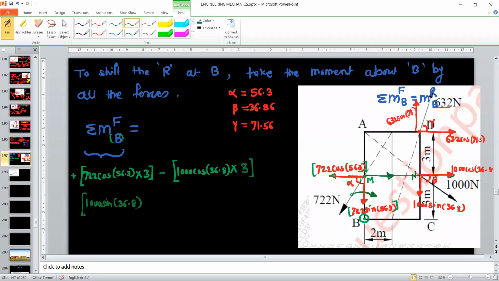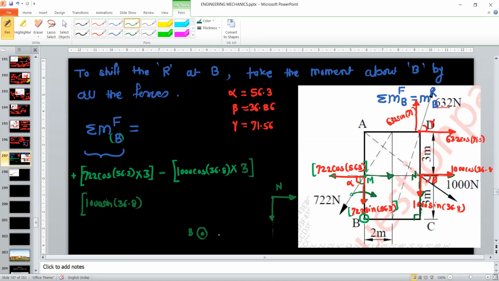Now for this component, its perpendicular distance will be, just extend this line, and from point B, draw the perpendicular. So this is the BC distance. I will draw here. This is your point B. This is the point N. At the point N, this is the vertical component, and this is the horizontal component, or X component. This vertical component is nothing but 1000 sine 36.8. So for this component, we want the perpendicular distance.